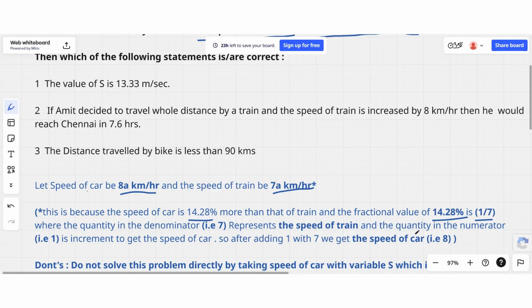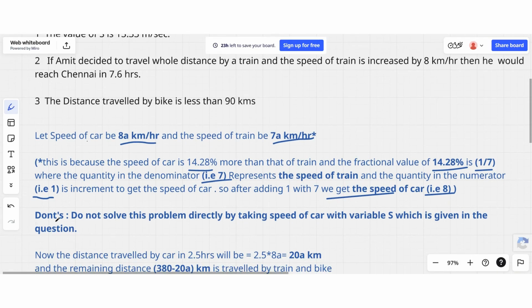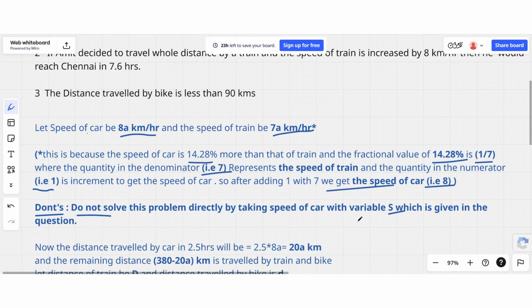So the quantity in the denominator represents the speed of the train, and the quantity in the numerator, that is 1, is the increment to get the speed of the car. So after adding 1 with 7, we get the speed of the car, which is 8. That's why we let the speed of the car be 80 kilometers per hour and the speed of the train be 70 kilometers per hour. This is the trick to solve this question without taking variables, which I explained here.